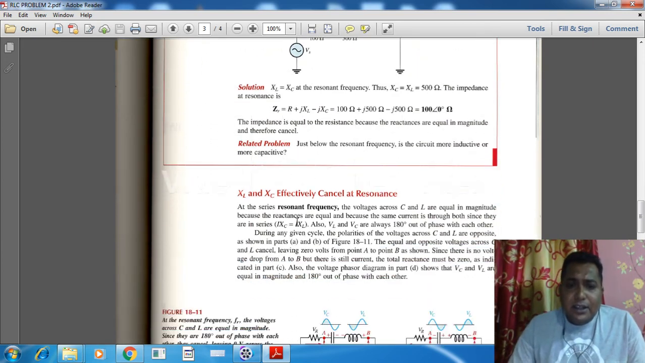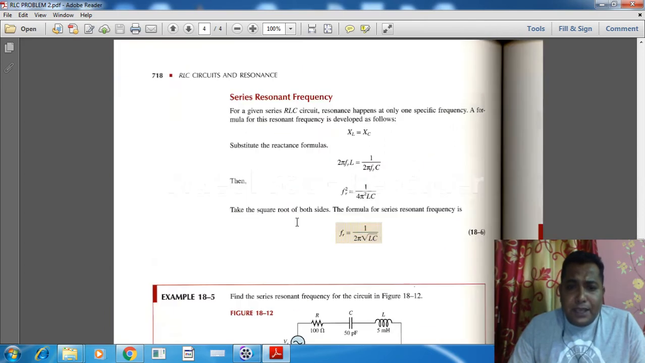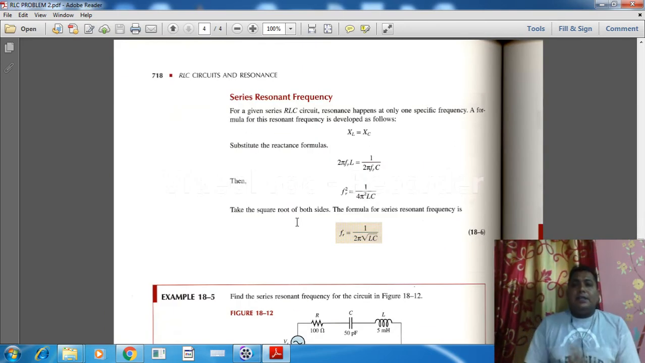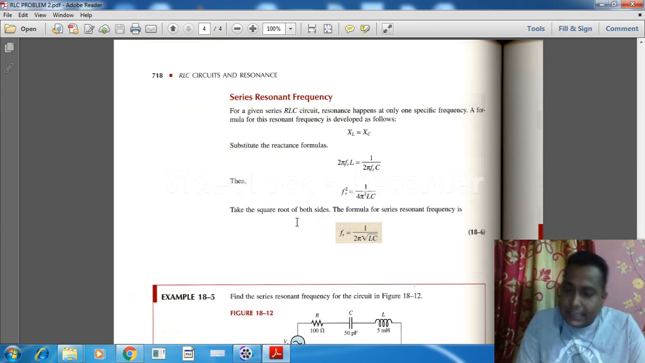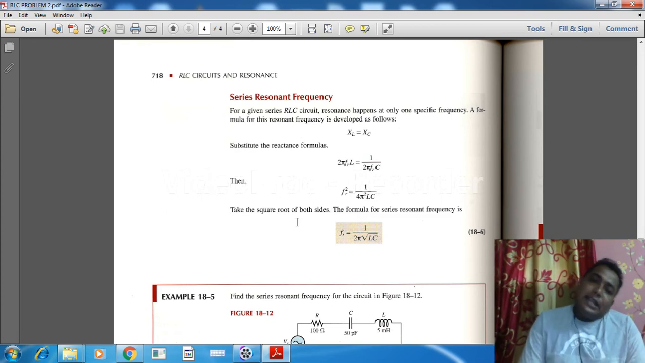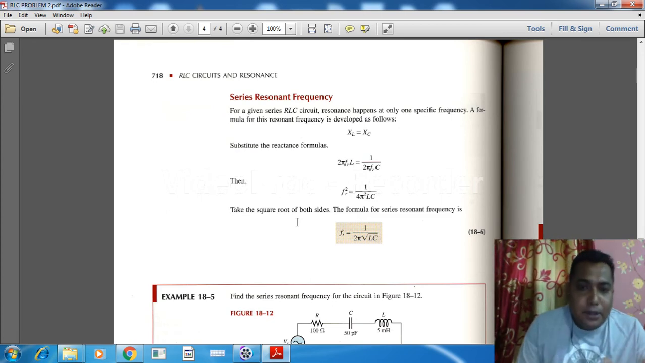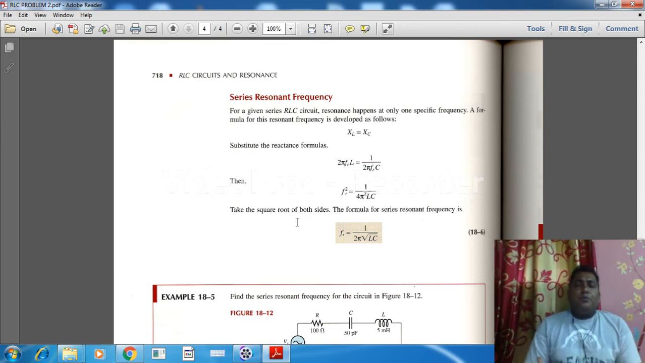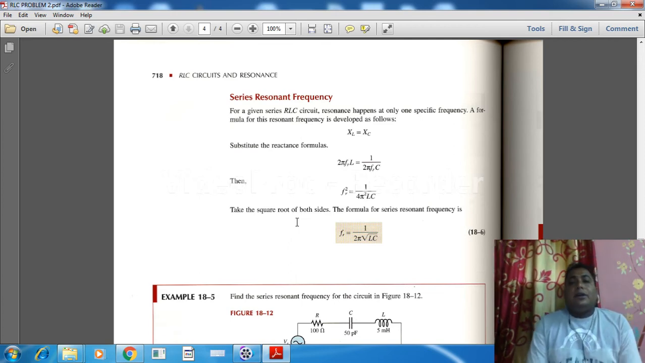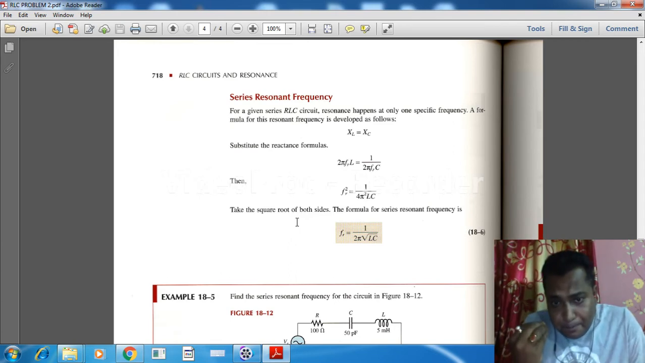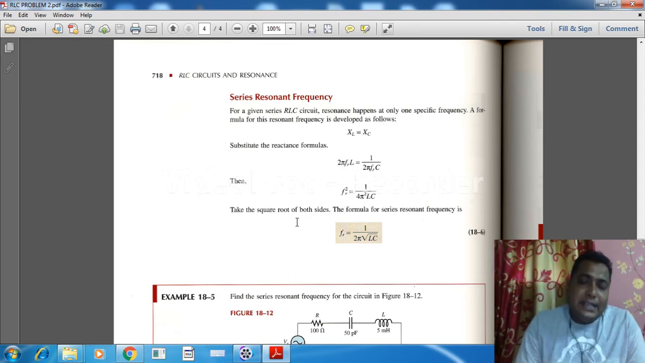So next, yes, this is the series resonating condition. Yes, very important derivation is this one. For an RLC series circuit, we know the condition is XL is equal to XC. Now we are going to find out what the frequency value is at that particular time. For that, we have placed the expression of XL and XC over there.